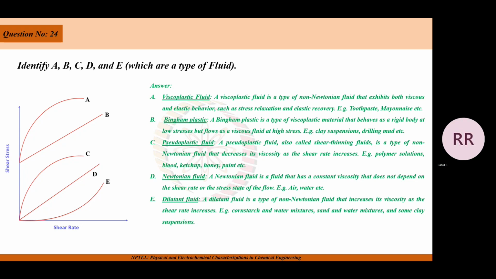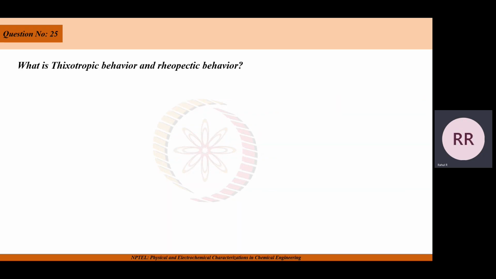Okay, I hope this is clear. A corresponds to viscoplastic fluid, B corresponds to Bingham plastic, C corresponds to pseudoplastic fluid, D corresponds to Newtonian fluid, E corresponds to dilatant fluid. Okay, I hope this is clear. Now let's move on to the next question.